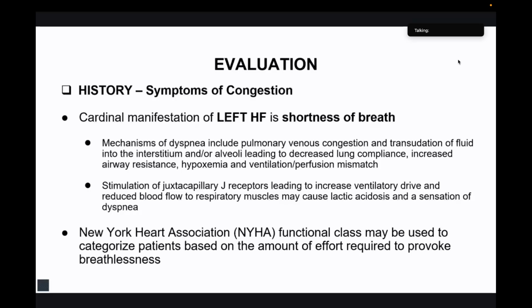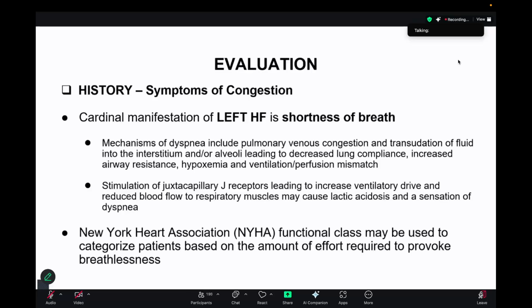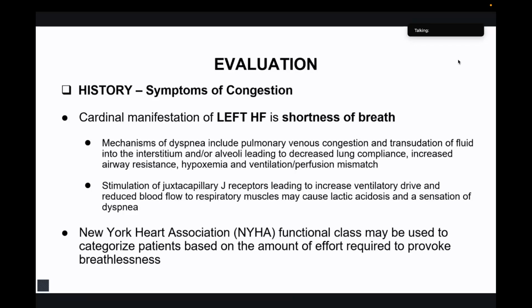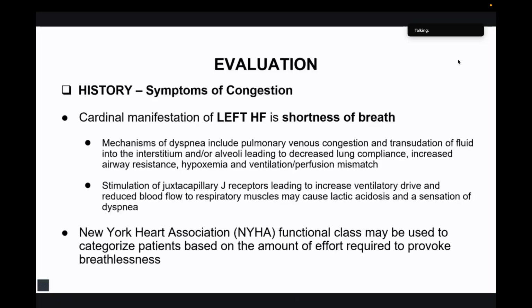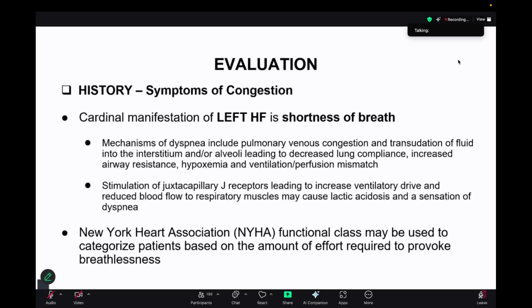The cardinal manifestation of left-sided heart failure is shortness of breath. Mechanisms of the dyspnea include pulmonary venous congestion and transudation of fluid into the interstitium or into the alveoli, leading to decreased lung compliance, increased airway resistance, hypoxemia, and ventilation perfusion mismatch. Stimulation of juxtacapillary J receptors leads to an increased ventilatory drive and reduced blood flow to the respiratory muscles, which can result in lactic acidosis and a sensation of dyspnea.